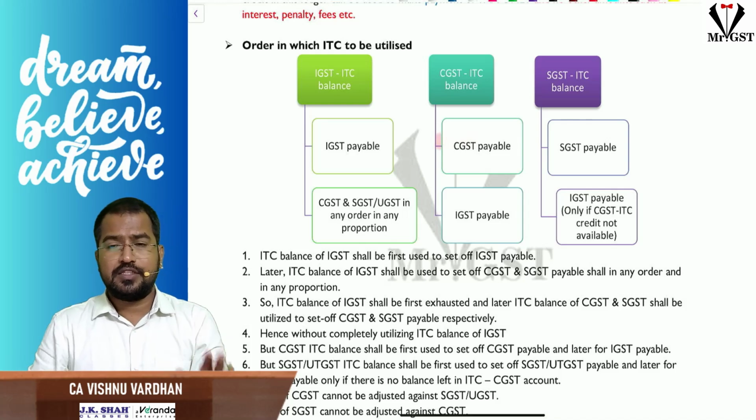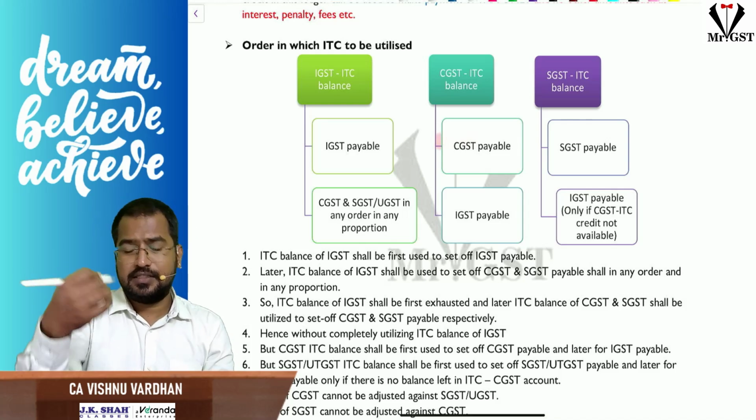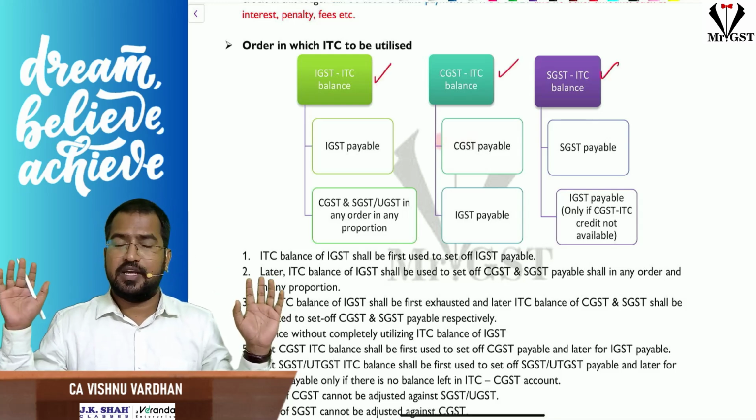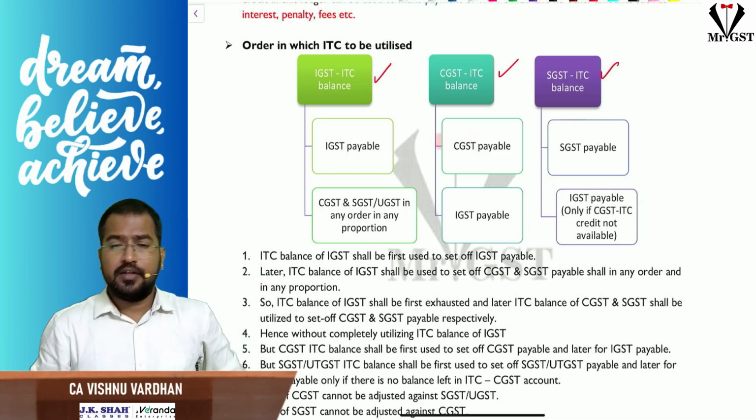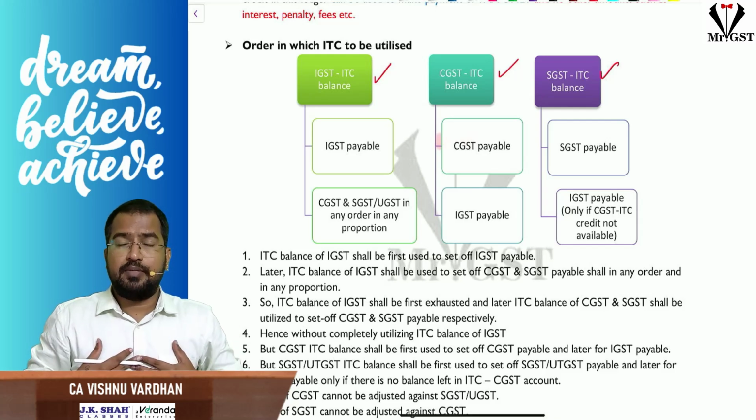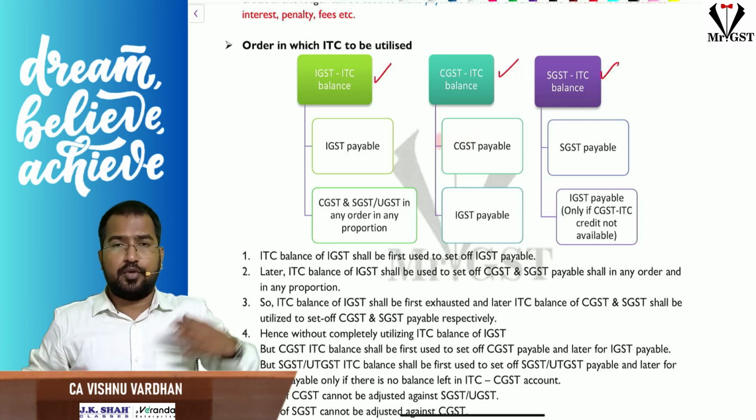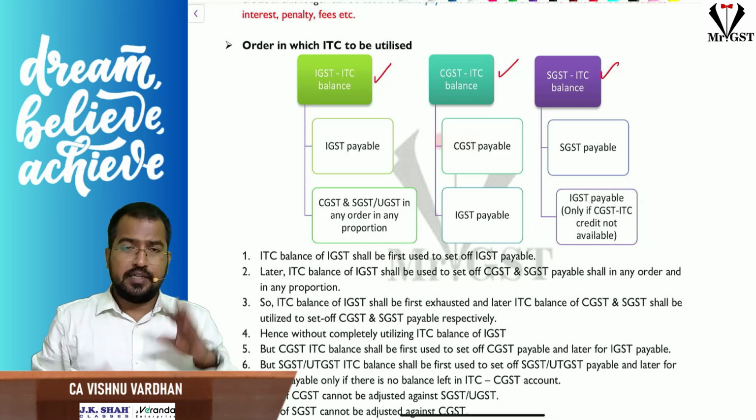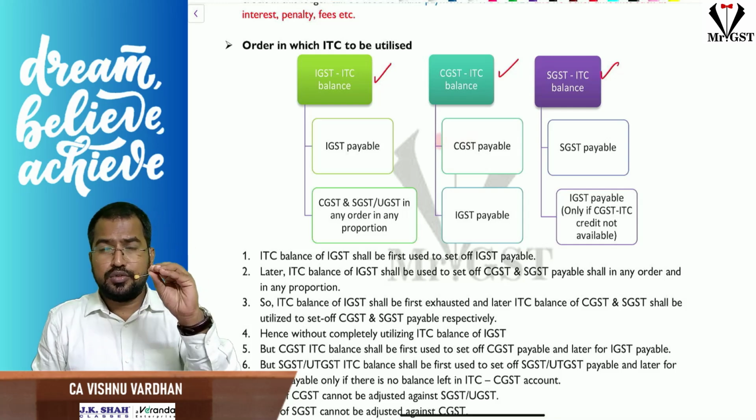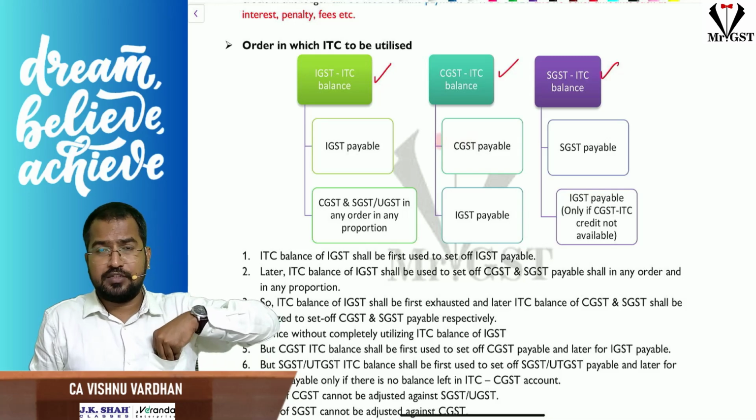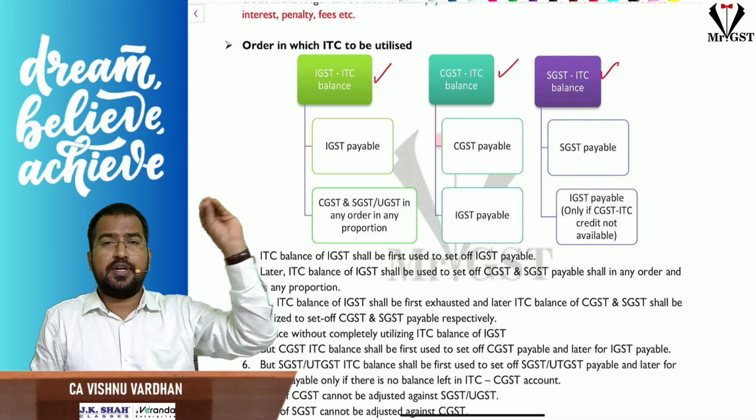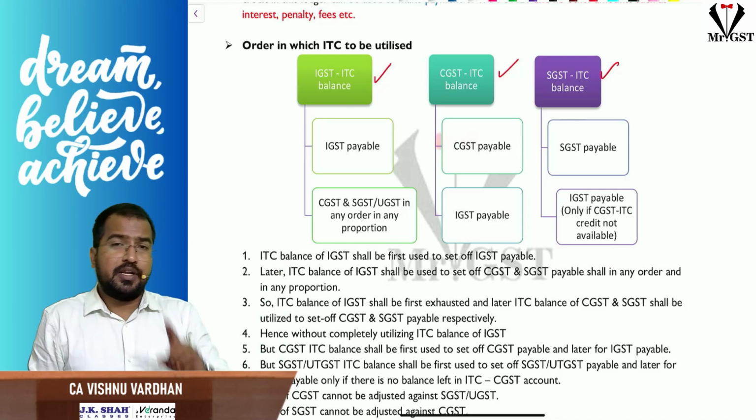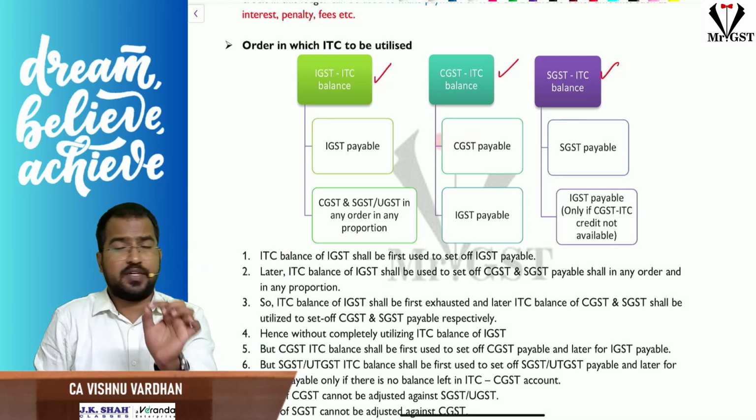First of all, when you talk about set off of ITC, IGST, CGST, SGST, these are the three balances you will be having in your e-credit ledger. Always keep in mind, these are three different pockets: your shirt pocket and your pant pockets. You have money in these pockets. You should take money from that pocket and spend it. You should not take money from one pocket and keep it in another pocket. Please keep this fundamental point in mind.